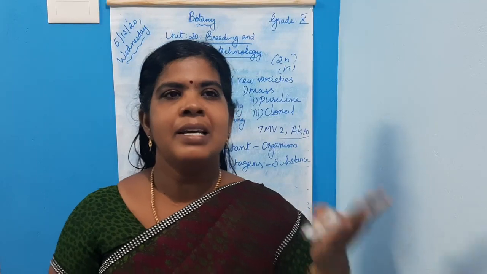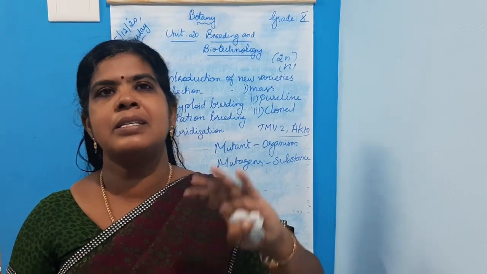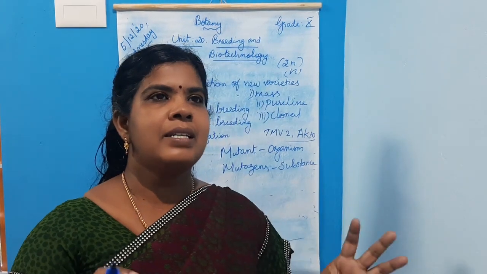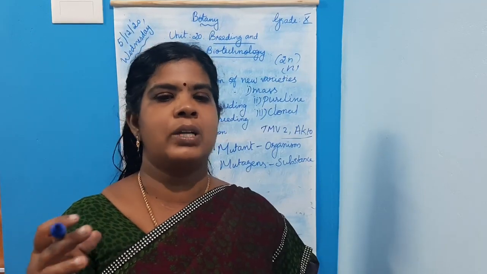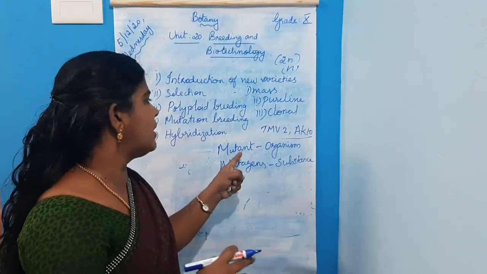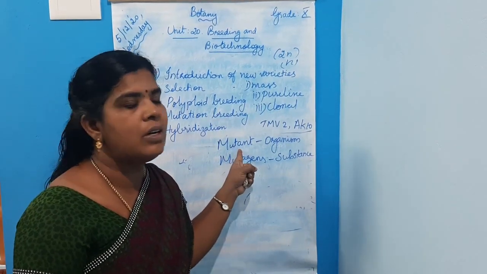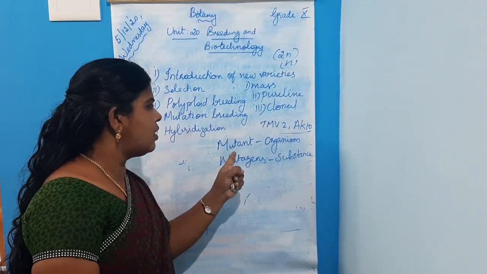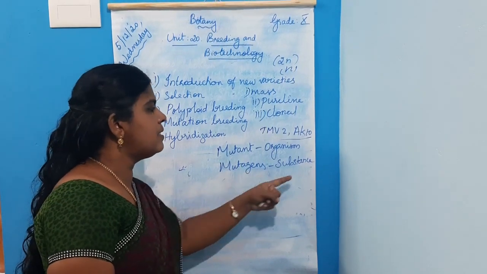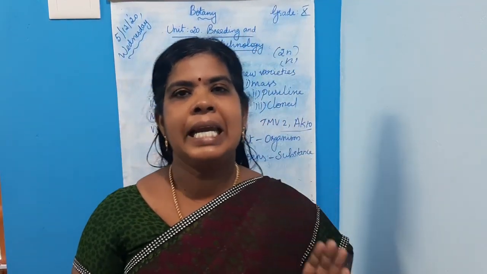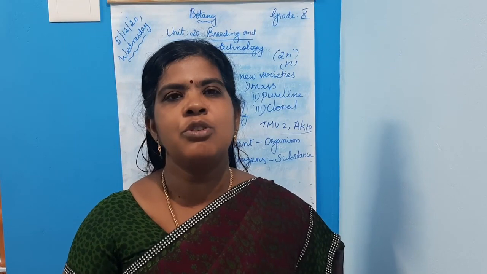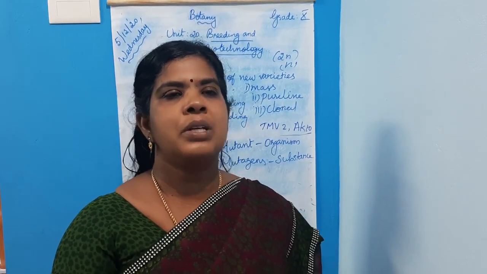So what is mutation? Sudden change in the genetic setup of an organism, or sudden heritable change in the nucleotide sequence of DNA in an organism. When such a sudden change occurs, it can bring about changes in the organism. What is called a mutant? An organism which undergoes mutation is called a mutant. The substances which induce mutation in an organism are called mutagens or mutagenic agents, the factors which induce mutation in an organism.